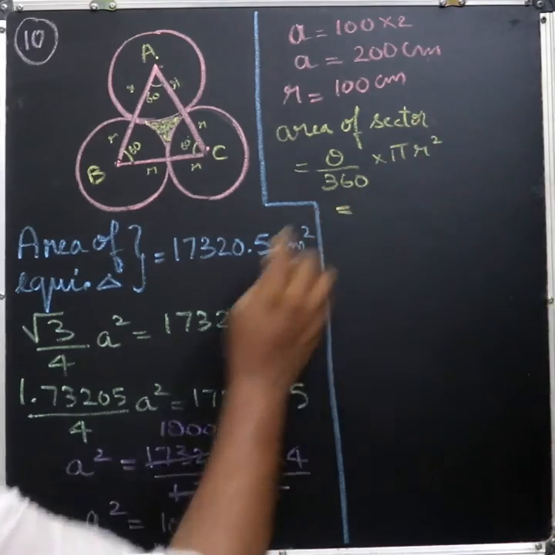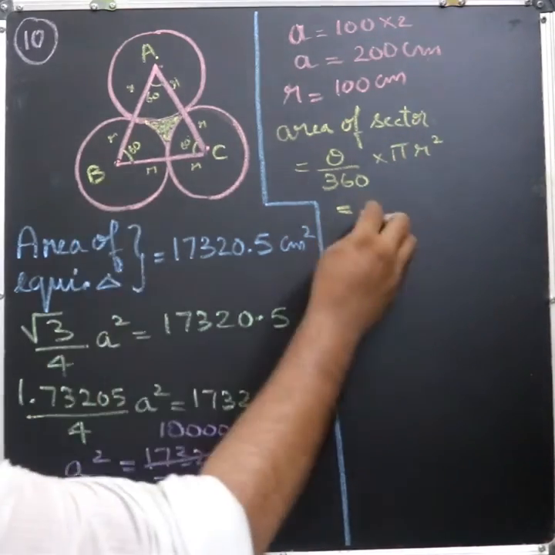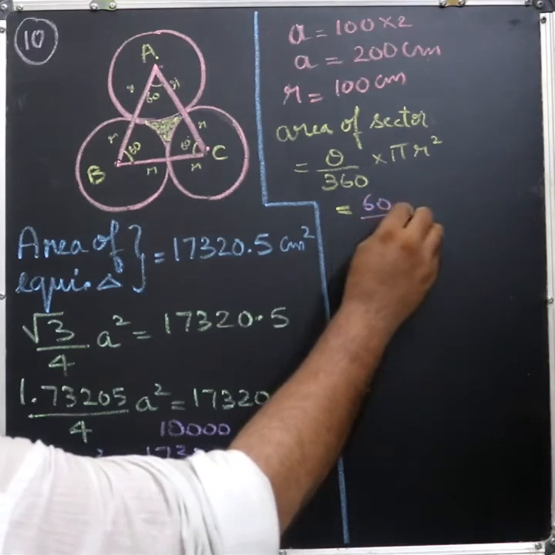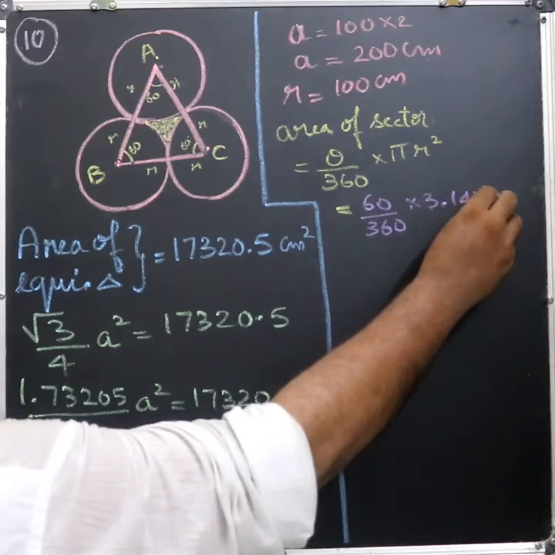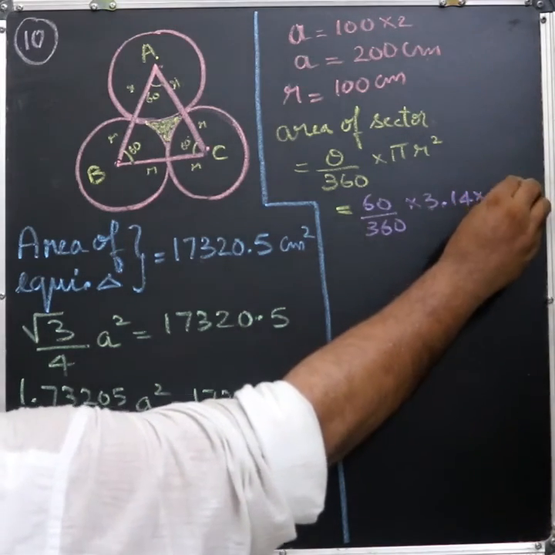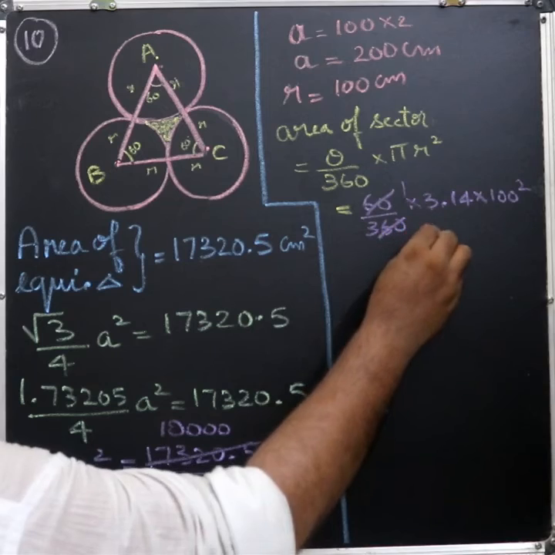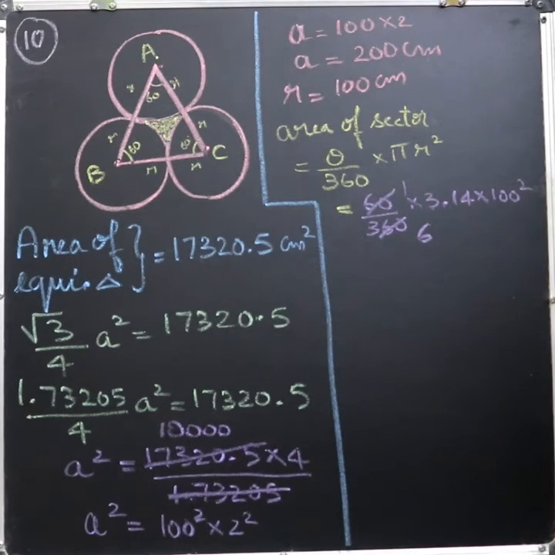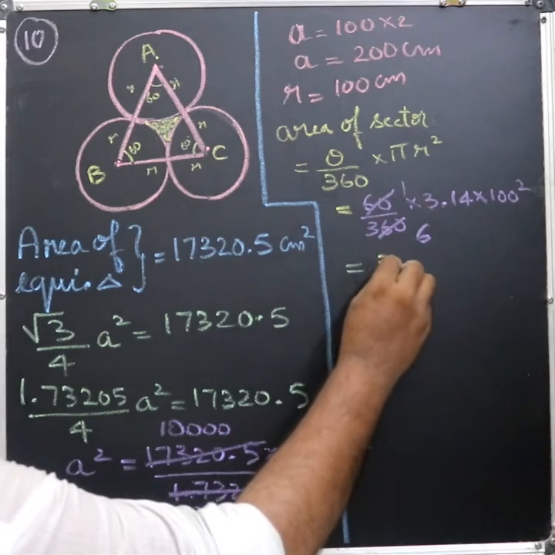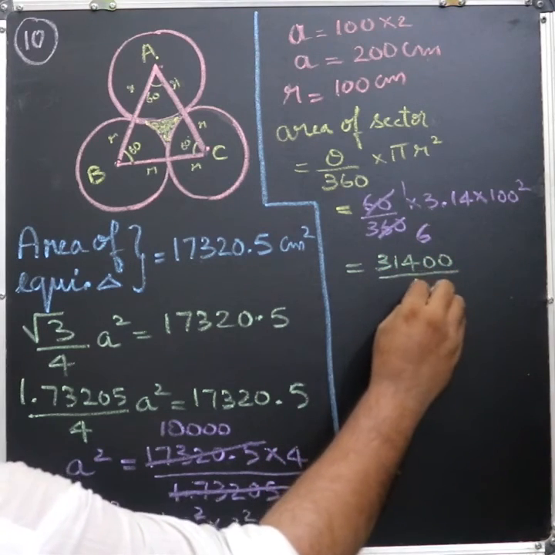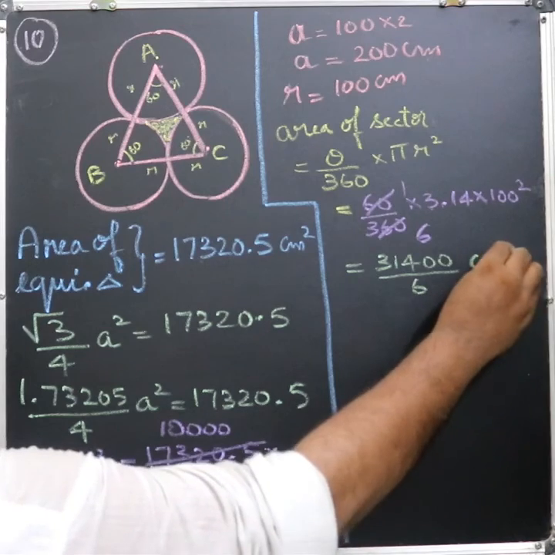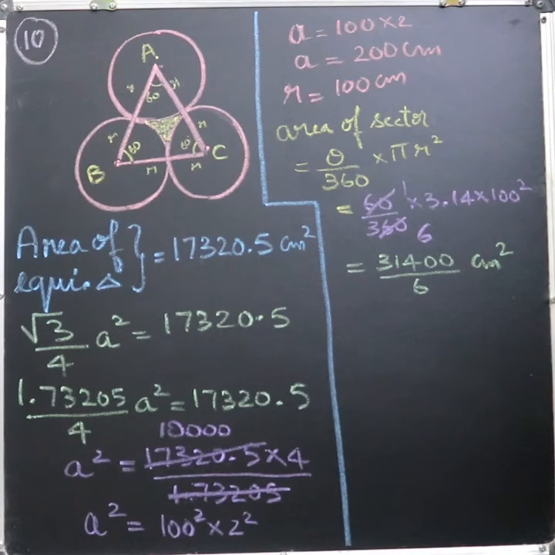Substituting the values, we get our theta value as 60 degrees. 60 by 360, substitute 3.14 into 100 squared. 1 time, 6 times. So when you multiply 314 into 100 into 100, we are going to have 31400 divided by 6 centimeters squared. Now we will find the area of the shaded region.